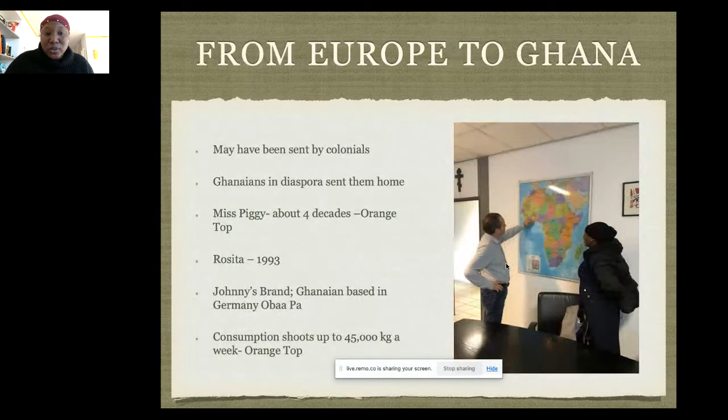This is from Europe. So these are some of the factories. This is Miss Piki, now known as Orange Top. It's been sending pig feet to Ghana for over 4 decades. We have one in Sweden called Rosita. We have the Johnny's brand, and the Johnny's brand has even been indigenized, and it's called Obapa. Obapa is a Twi term that means a good woman.